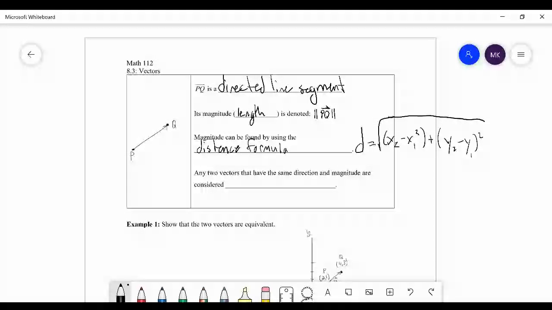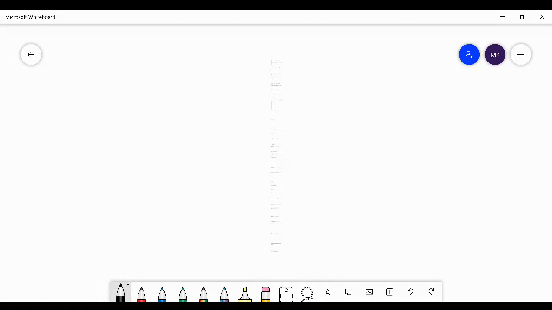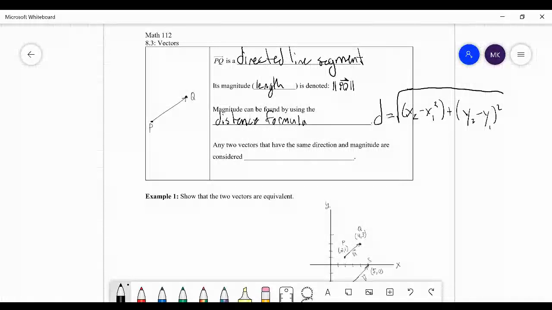So we have this idea of directed line segments. It's got a magnitude or length. We also call these vectors, as may be obvious by the name of the section. So we would also refer to this as a vector. Any two vectors that have the same direction and magnitude are considered equivalent. In other words, if they are going in the exact same direction and have the same length, then we say that they are the same.